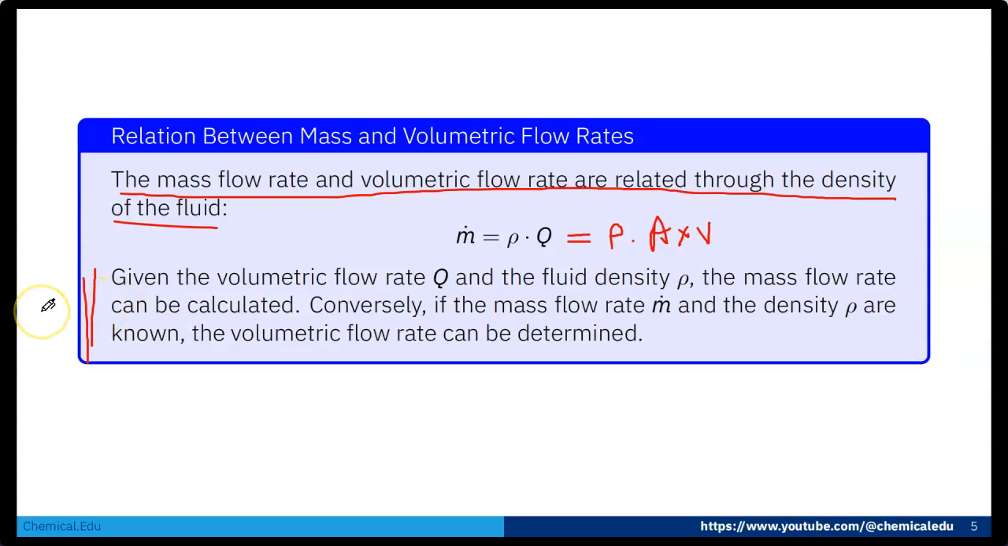Sometimes mass flow rate is given, so we can easily calculate volumetric flow rate by just dividing by rho, and sometimes volumetric flow rate is given. If we want to calculate mass flow rate, we have to multiply density with volumetric flow rate. So given volumetric flow rate Q and the fluid density rho, the mass flow rate can be calculated, and conversely, if the mass flow rate m dot and density rho are known, the volumetric flow rate can be determined.